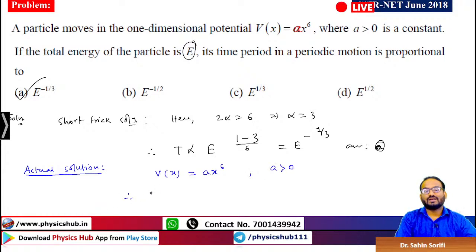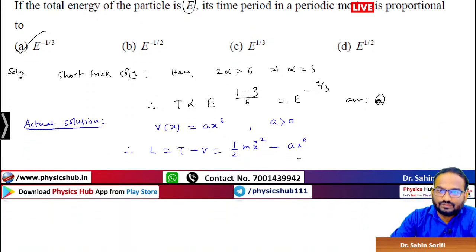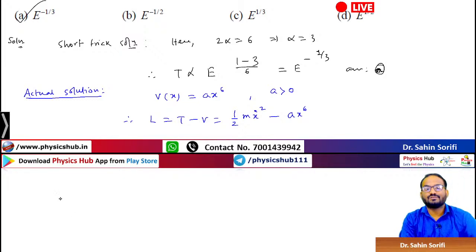So for the particle, the Lagrangian will be T minus V. Here x coordinates are involved. So what is the kinetic energy? Half m x dot squared will be the kinetic energy, minus the potential energy given to you, a x to the power 6. Simple. So once you get the Lagrangian, we can write the Lagrange's equation of motion.